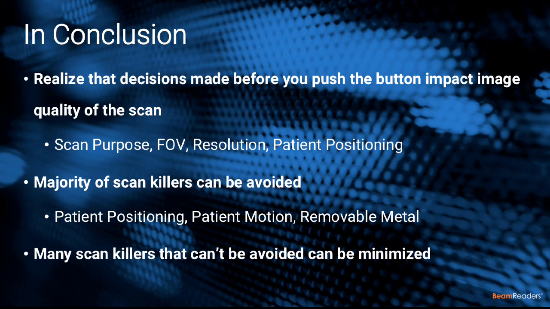And realize, of course, that the majority of these scan killers can be avoided. Patient positioning, if you take your time positioning your patient, you're always going to get a better scan. Patient motion, remember not to use the gantry as a patient stabilizer. If you have a patient who's a little unsteady on their feet, you may want to put them in a chair so that they don't put additional weight on the gantry. And we want to get rid of any removable metal that we can.